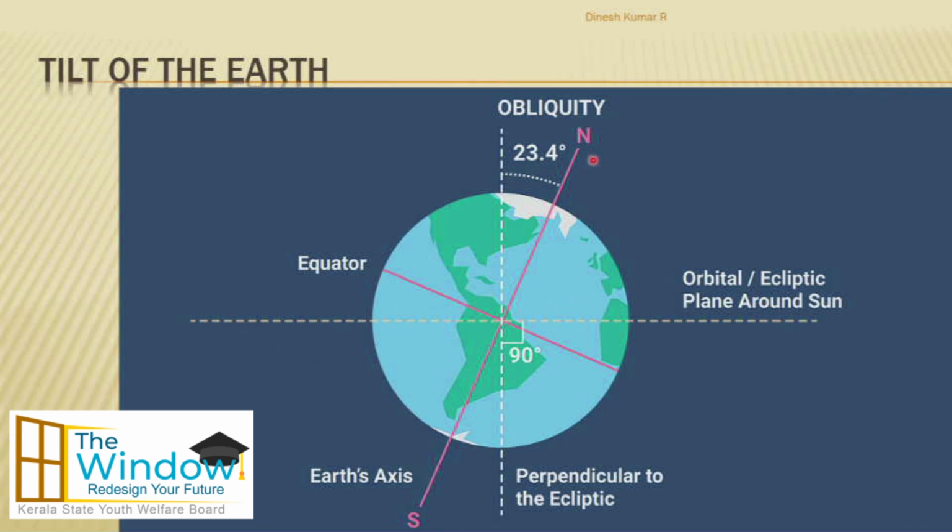Now can you see this tilt? This is my north pole and this is my south pole. It is tilted to around, I can say, 23.5 degrees. There is no requirement to learn it as 23.4 and all. It is around 23.5. So that is the tilt.